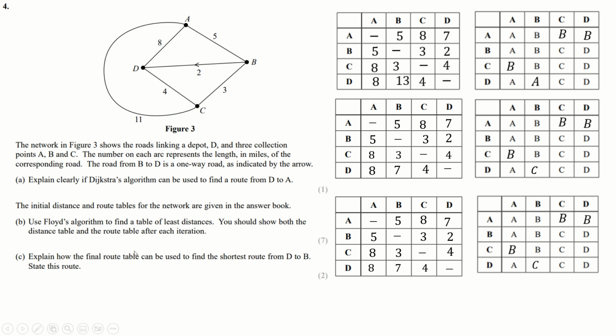I just completely lost patience with that. Explain how this can be used to find the shortest route from D to B. So D to B, the shortest route is 7, which I think I said. I did not say. I should say the shortest route is 7.